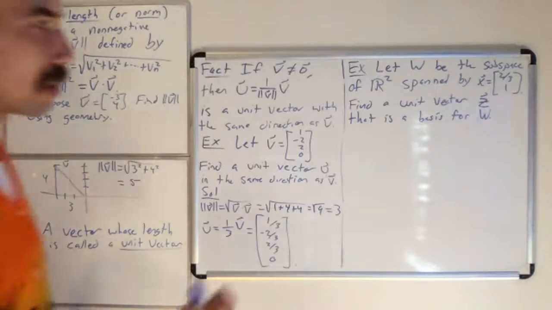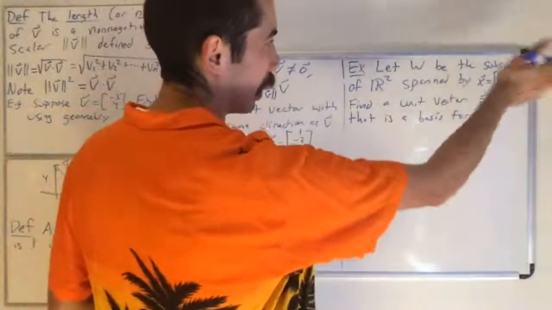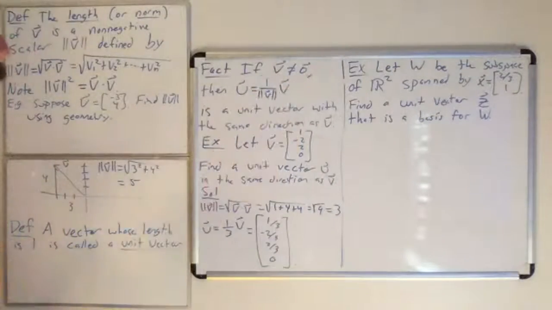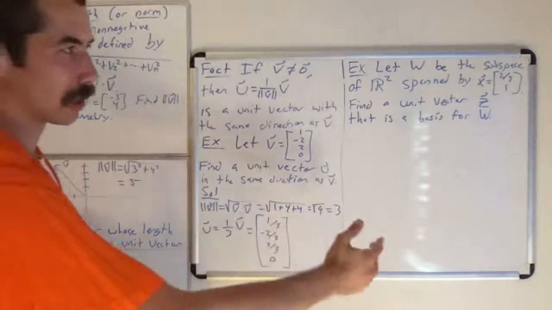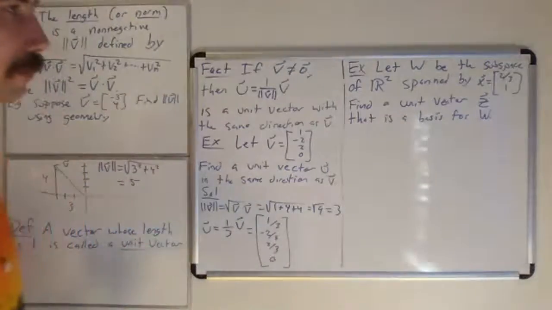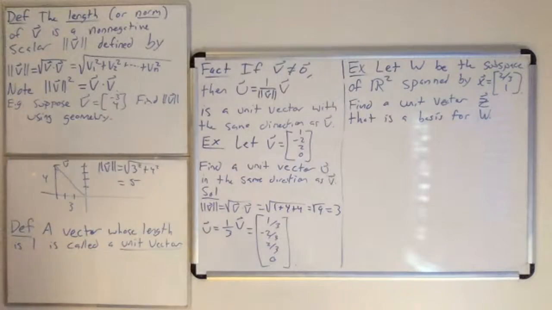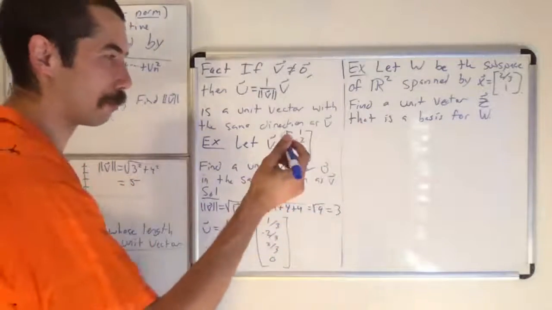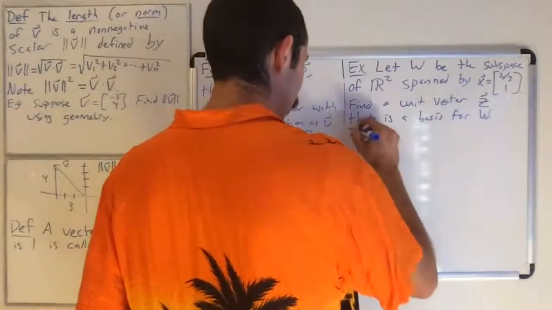Yeah, it's a line. It's a line through the origin, and it points in the direction of 2/3, 1. So every 2/3 it goes in the x direction, it goes up 1 in the y. So the question is, find a unit vector z that is a basis for W. And the other part of the question is, is there another solution?